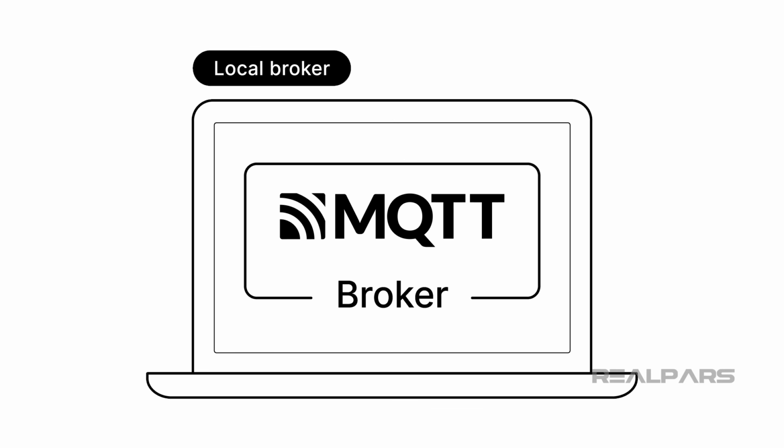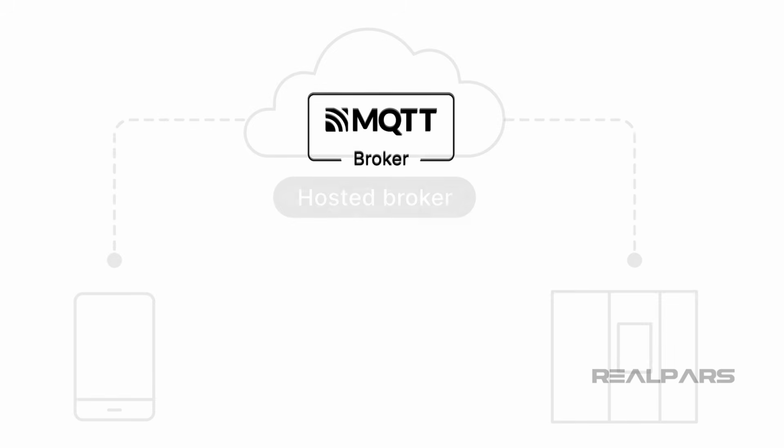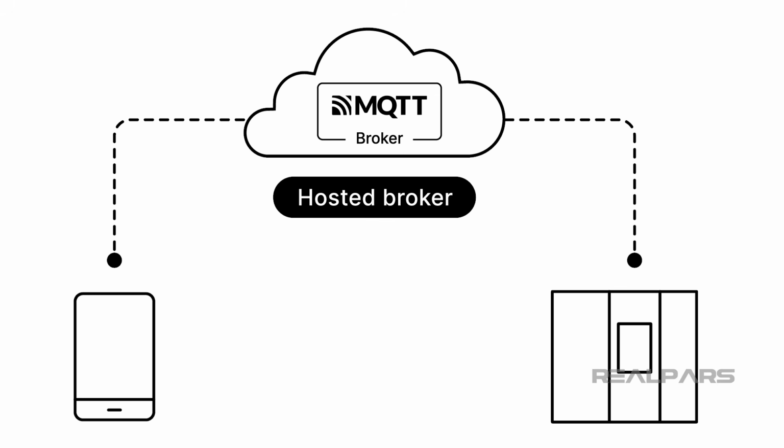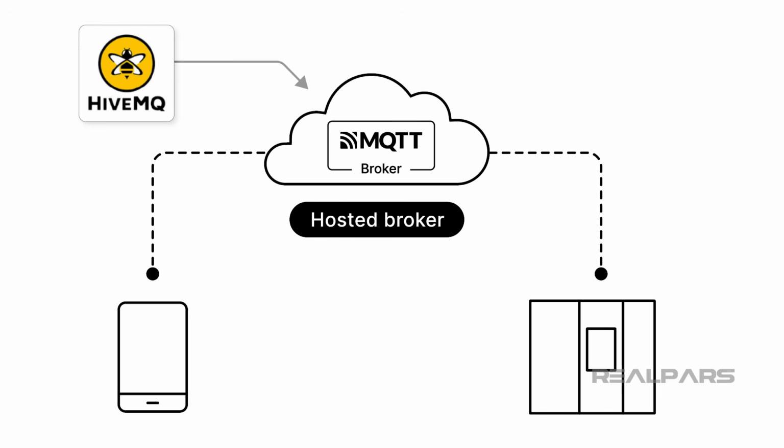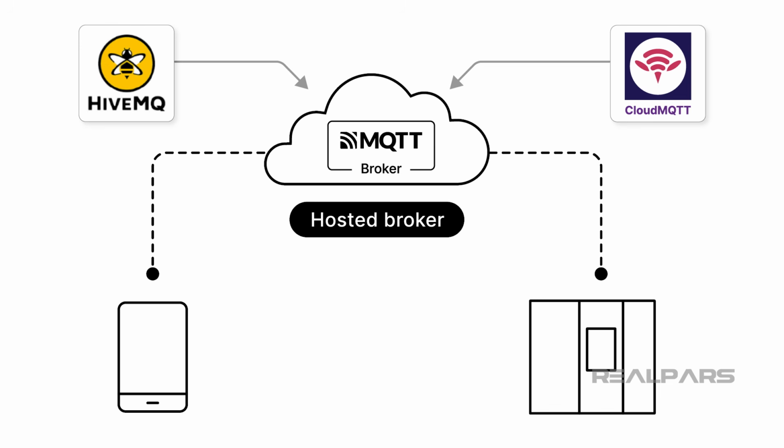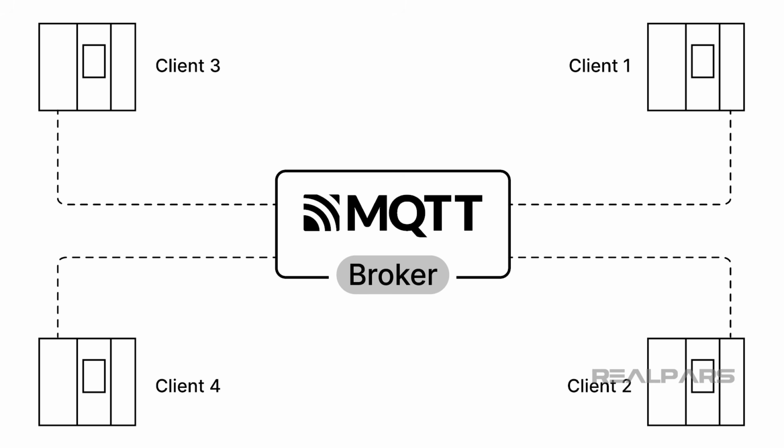A local MQTT broker runs on your computer or network. A hosted broker runs in the cloud and is managed by a service provider such as HiveMQ Cloud and CloudMQTT. The broker is at the heart of every MQTT operation, directing traffic. The broker receives messages from publishers and forwards them to all subscribing clients.